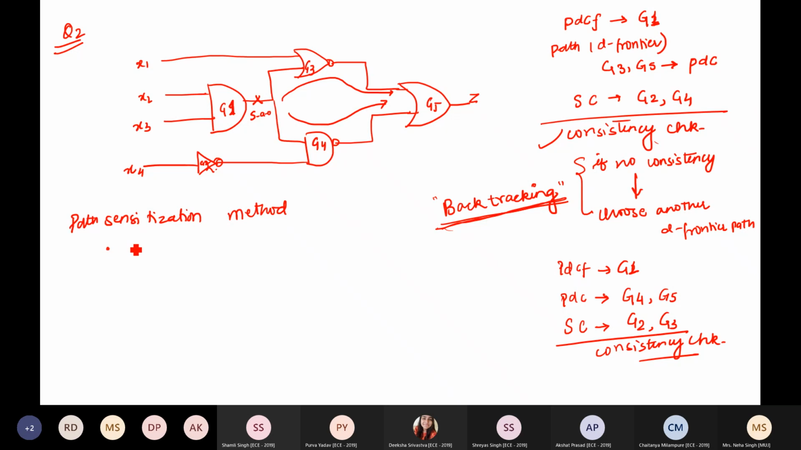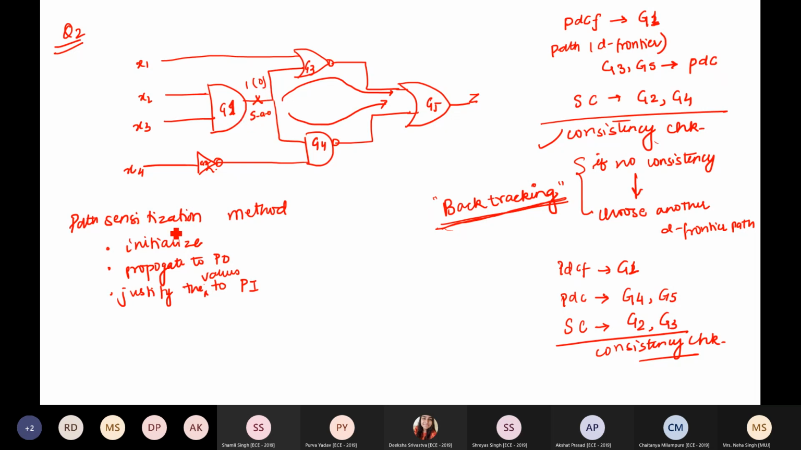Path sensitization method simply means you need to first initialize the fault, then you need to propagate the fault to primary output, and then justify the values to primary inputs. Right? So we'll initialize the fault stuck at 0. It means the value should be 1, 0 here. This is what is meant by initialization.